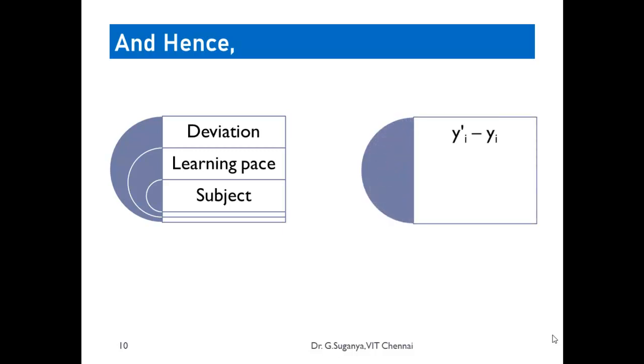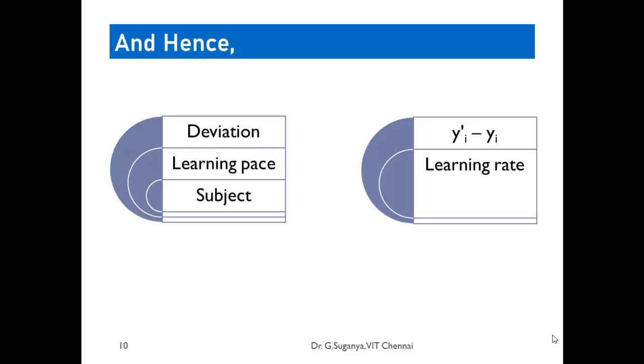So when we try to match this technically, this deviation is nothing but y dash minus yi. What is y dash i? It is nothing but your predicted output. Minus yi, what is your actual output? It is yi. So the difference between your predicted and actual output is what we call your deviation. Learning pace is what we call learning rate. It is nothing but the amount of step that you can take.